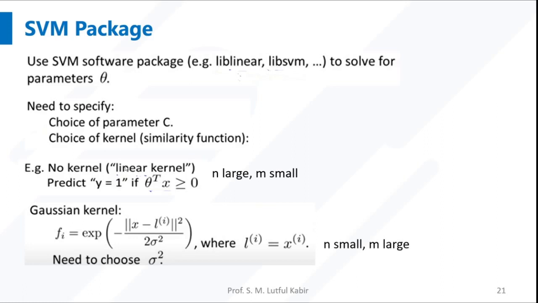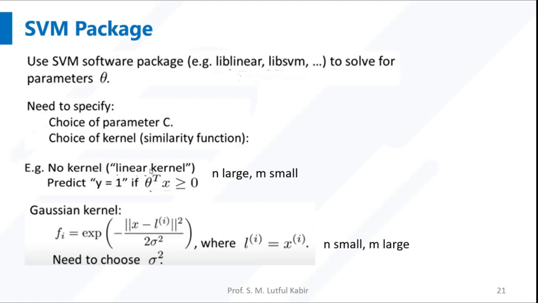If you don't apply any kernel, we call it a linear kernel. No kernel means a linear kernel. That is, predict y equals 1 if theta transpose x is greater than 0. There is no conversion of the equation; the feature will remain as x. This is normally applied when n is large and m is small, that means the number of features in x is higher than the number of examples. That is the case where we will use a linear kernel.